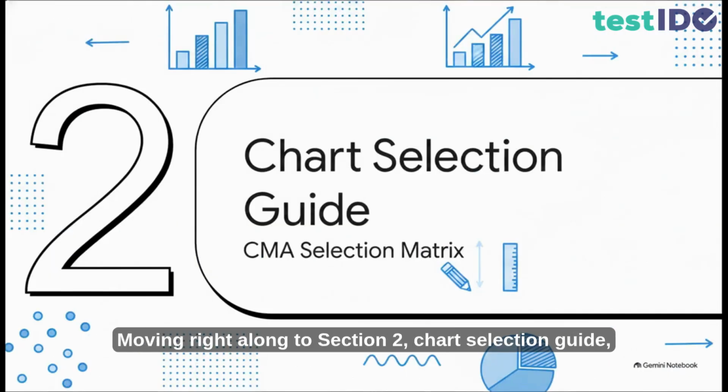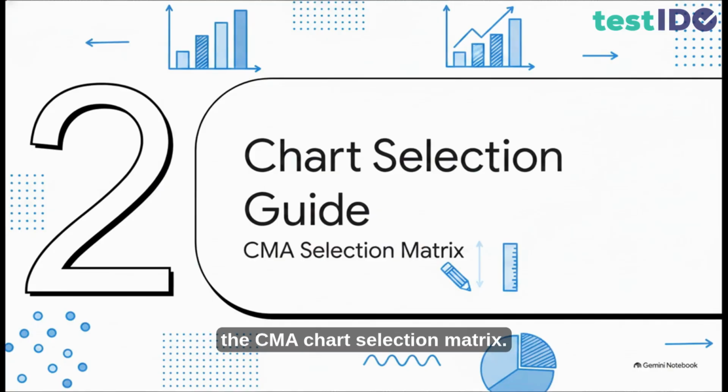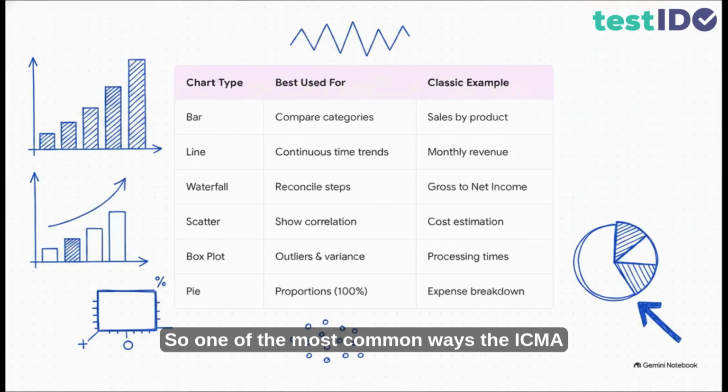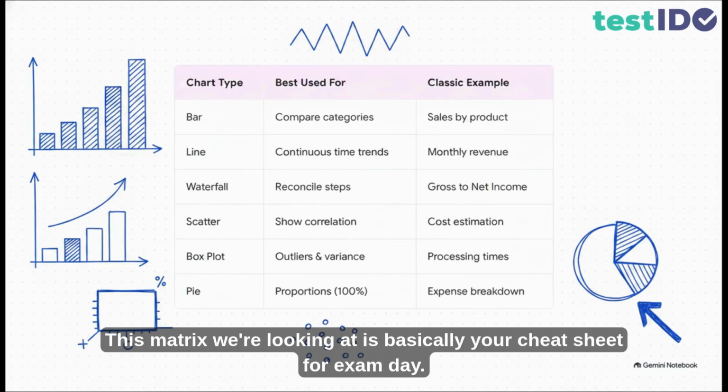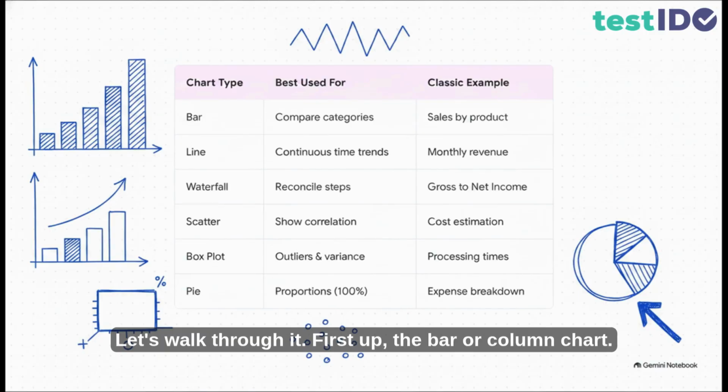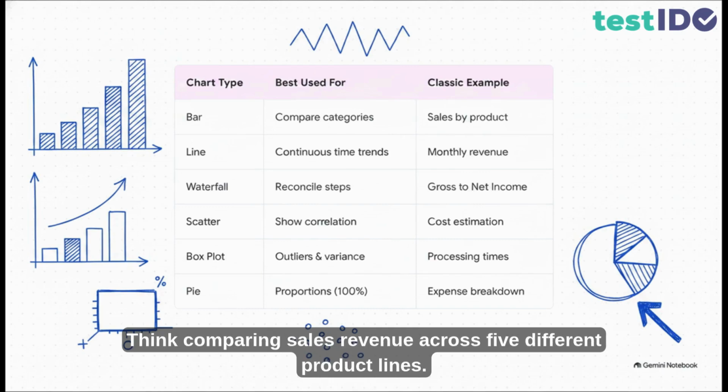Moving right along to Section 2, Chart Selection Guide, the CMA Chart Selection Matrix. So one of the most common ways the ICMA tests this topic is simply by asking which chart type is most appropriate for a specific accounting message. This matrix we're looking at is basically your cheat sheet for exam day. Let's walk through it. First up, the bar or column chart. This is your go-to for comparing discrete categories. Think comparing sales revenue across 5 different product lines.